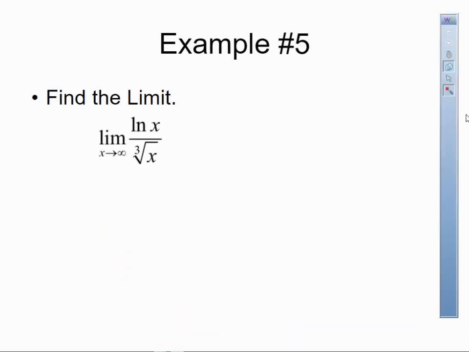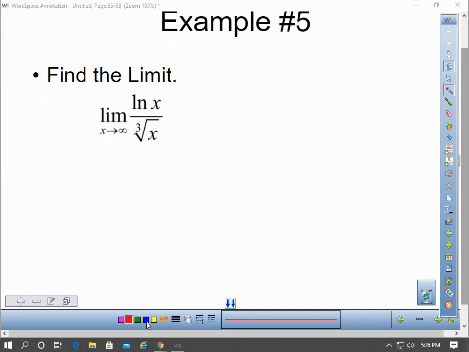Alrighty, so what about this one? Change the color up a little bit. All right, I'm doing the limit as x goes to infinity, so let's put infinity in here. So what happens when we put infinity in here? The limit, the natural log of infinity. As x goes to infinity, what happens to the natural log? Well, that's infinity, okay? And then what about putting infinity in the bottom? So the cube root of infinity is also infinity.